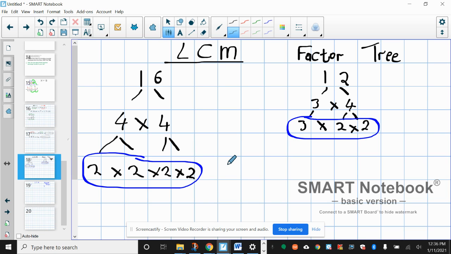Okay, now we're going to look at how we can find the lowest common multiple of two numbers using a factor tree method. In this particular example, we have the numbers 16 and 12. So I think we'll just identify and highlight those as indeed the starting numbers. So let's make that very obvious by highlighting those numbers.